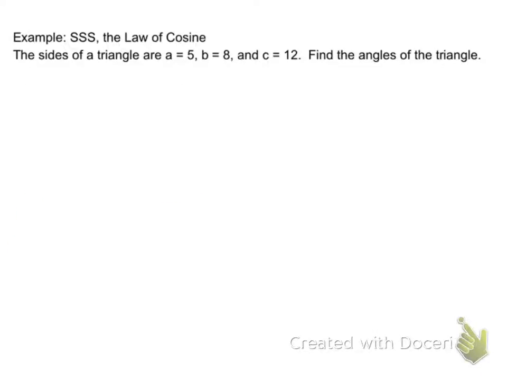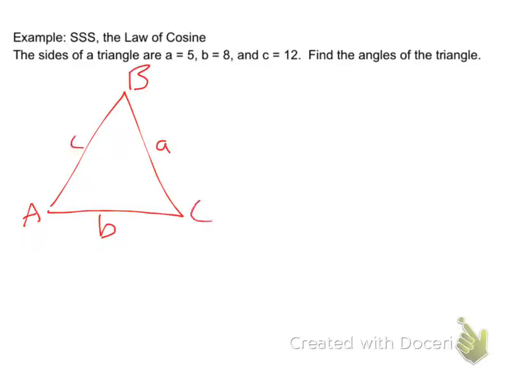Next is, what if I just give you the sides of a triangle? Can you find me the angles? I would think so. It's not given, so I better make a triangle and start filling it in. A is 5. B is 8. And C is 12. Which one do you guys want to solve for first?